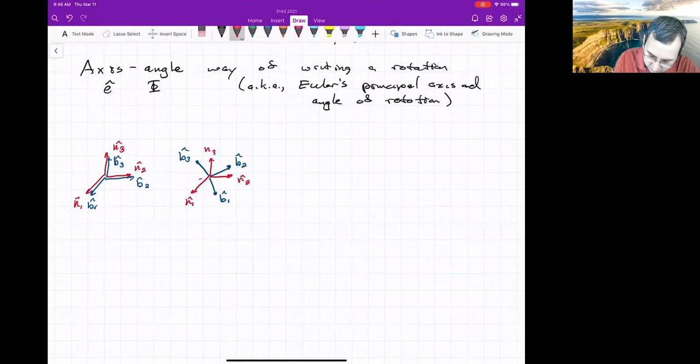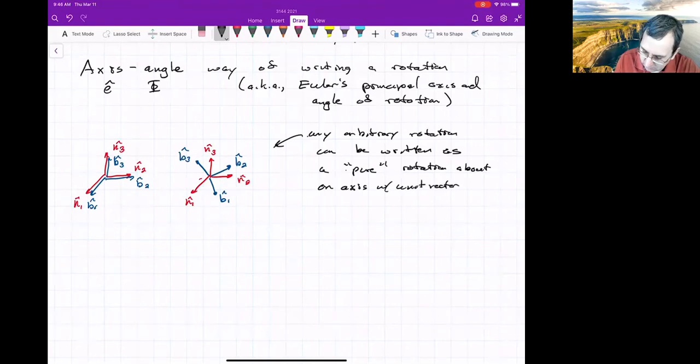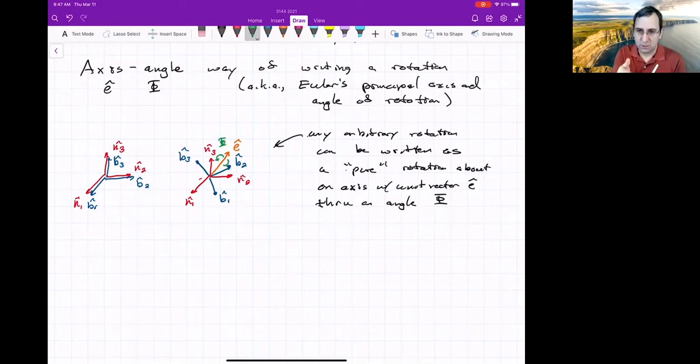N2, N3. So any arbitrary rotation can be written as a pure rotation about an axis with unit vector e hat through an angle capital phi. What do I mean by pure rotation? This means there's some special direction, and it could be calculated, and we'll write that as e, going through some angle capital phi. So pure rotation means we're not doing a sequence of 3 rotations. There's some special orange direction.